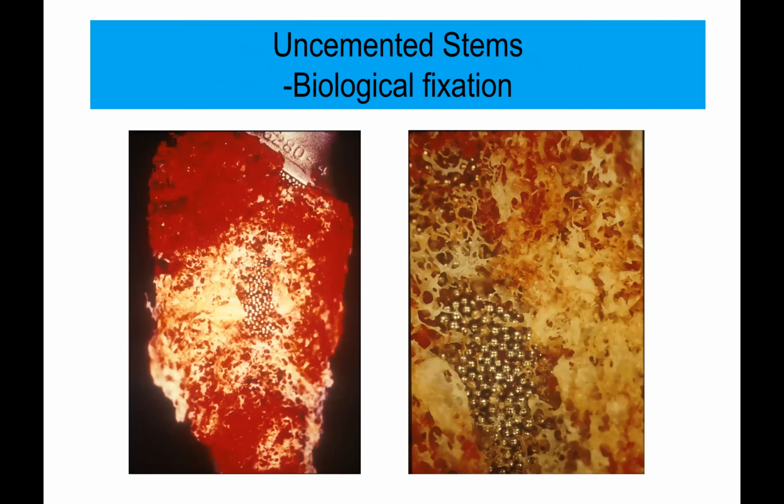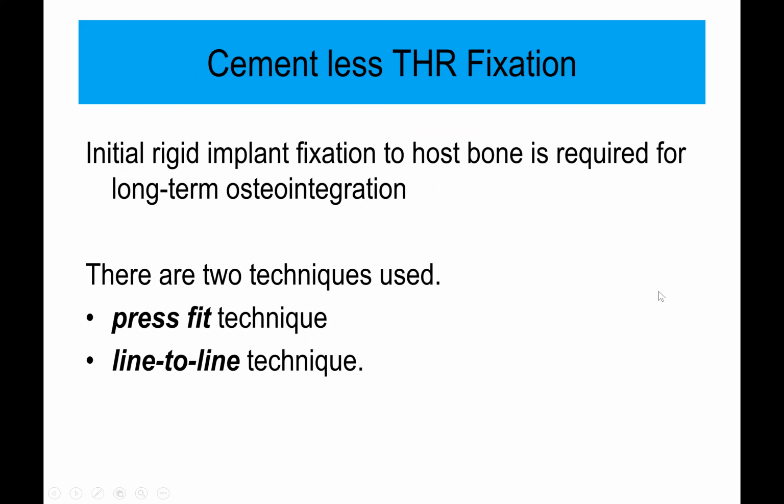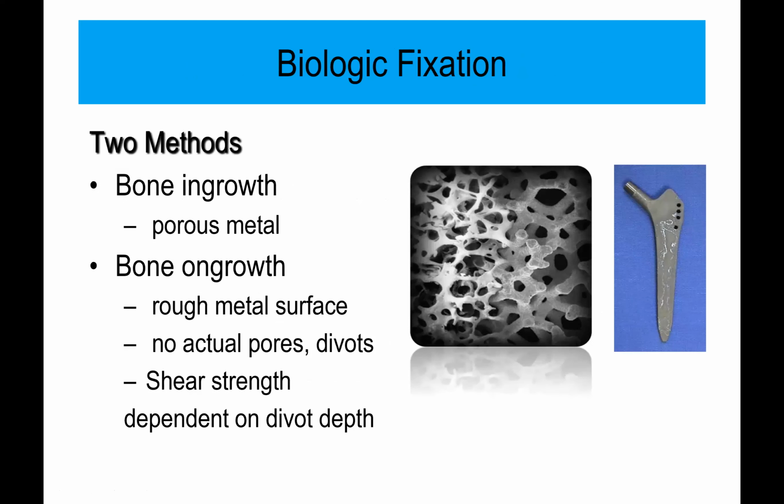So now we go into the uncemented stem, which depends upon biological fixation. It's a dynamic process, with ongoing bone remodeling and repair, potentially life-lasting, with only one interface. Success is dependent upon the design and the technique. Initially you have a rigid implant fixation. There are 2 techniques used, press fit and line-to-line technique, and you have 2 methods.